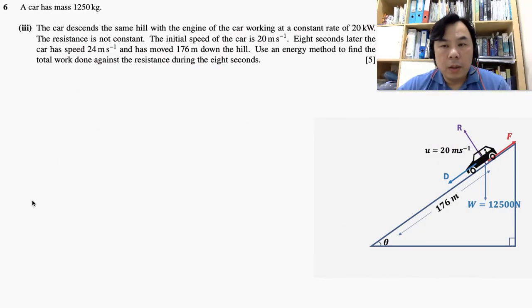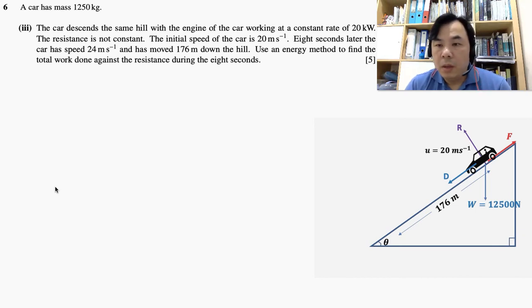All right, let's take a look at the last section of this question 6 here. We are still referring to the same car with a mass of 1250 kg. Now this time the car will descend the same hill with the engine working at a constant rate of 20 kilowatts. The resistance is no longer constant. The initial speed of the car was 20 meter per second, as you can see from the diagram itself. 8 seconds later, the car has a speed of 24 meter per second.